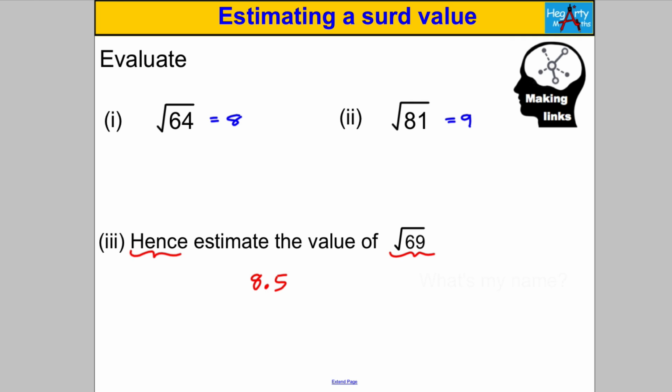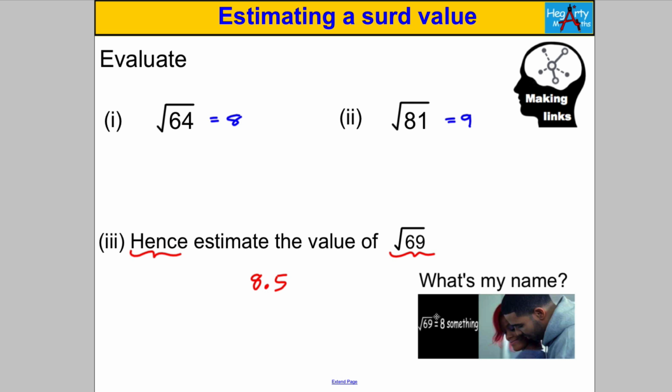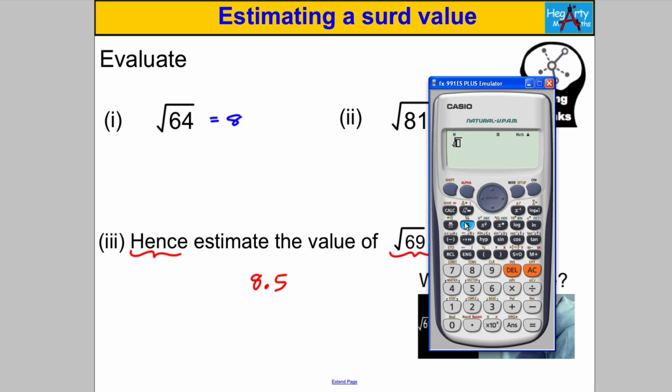And it even came up in the Rihanna and Drake song, What's My Name? In that he talks about the square root of 69 being 8 something, and we just guessed it being 8.5 ourselves. Let's check on the calculator what its value actually is. The square root of 69, it's 8.3 blah blah blah, and as with all surds, it goes on forever, it never terminates, and it never recurs.